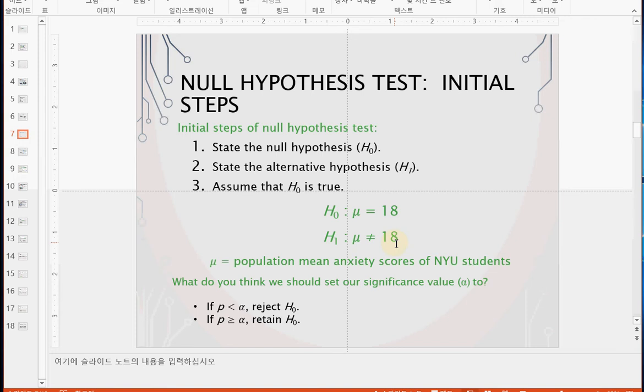The researcher's interest should go with the alternative hypothesis. So to express our expectation, mu is not equal to 18. Here, mu represents the population mean anxiety score of NYU students. And the null hypothesis should go the opposite way, so mu is equal to 18. And then the decision rule follows: if the p-value is less than alpha, we reject the null, and otherwise we retain the null hypothesis.